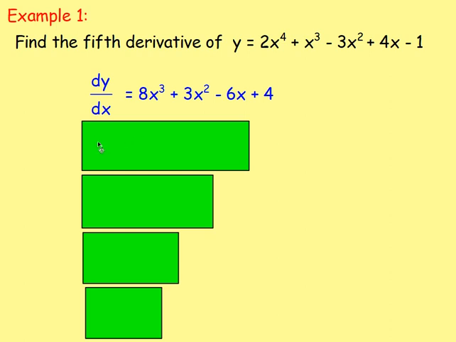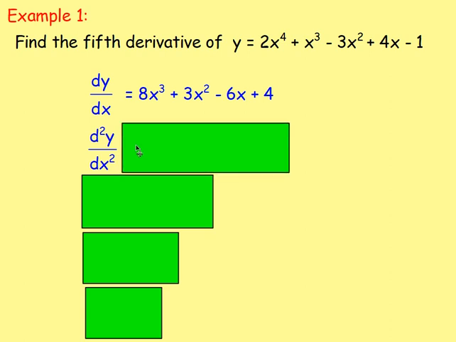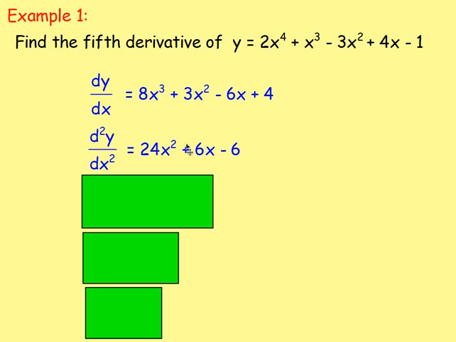Brilliant. After that, Basit. Second derivative, how do you write that again? Good, d2y by dx squared. And that would equal, all you do is you take your first derivative and differentiate once again. So that would give you 24x squared plus 6x, take away 6. And that would be your answer.